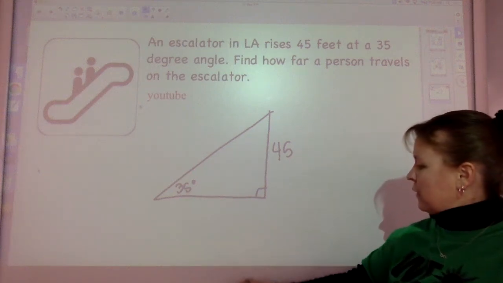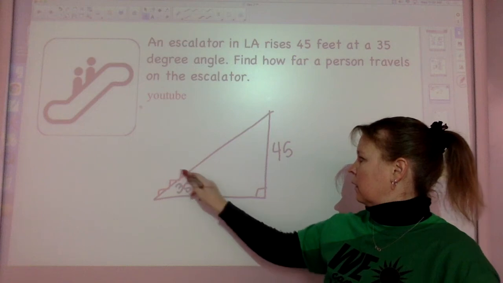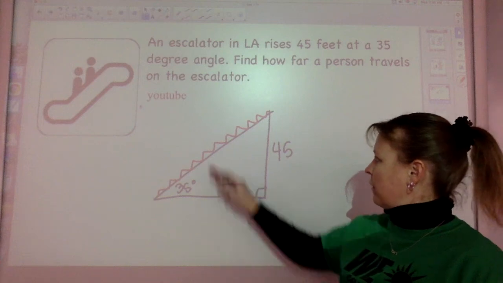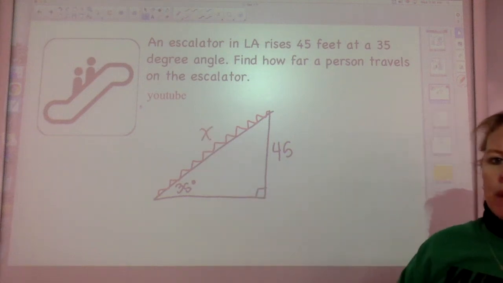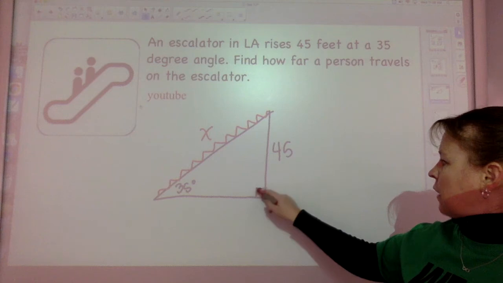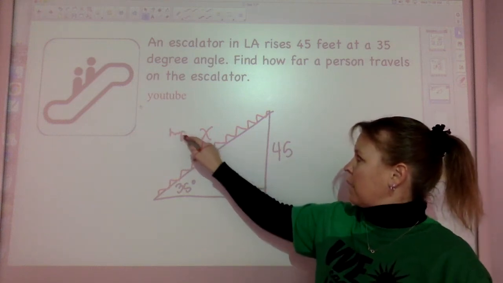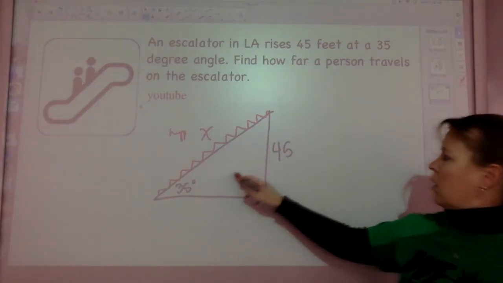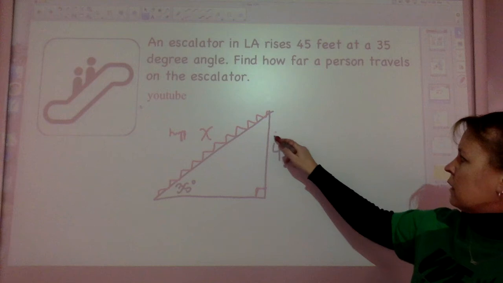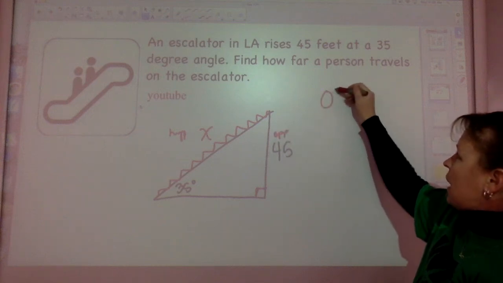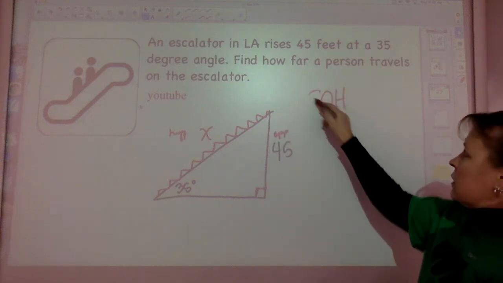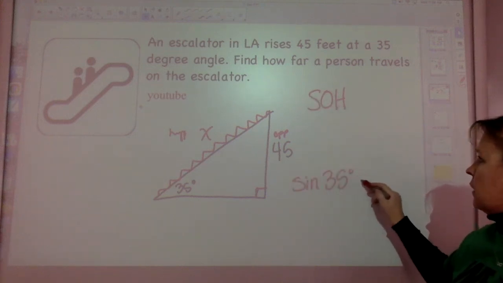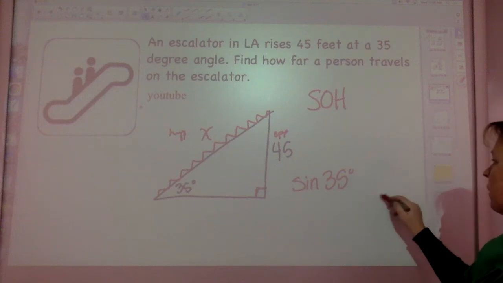How far a person travels on the escalator. Here's the escalator right here. How far are they traveling? That's our x. We want to know that distance. Where is x? It's across from the 90-degree angle. So that's the hypotenuse. Where is 45? It's all the way over here across from the 35-degree angle. So that's opposite. What uses opposite and hypotenuse? Sine. So the sine of 35 degrees equals x over 45.